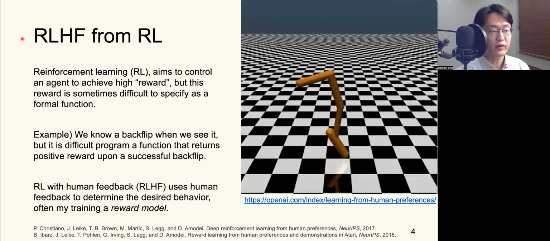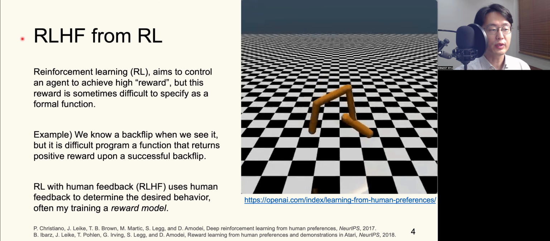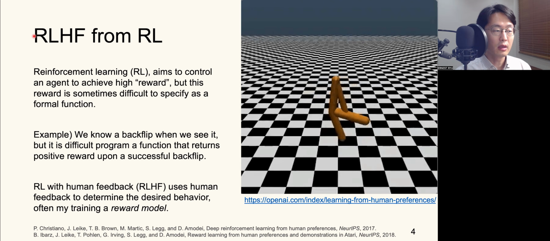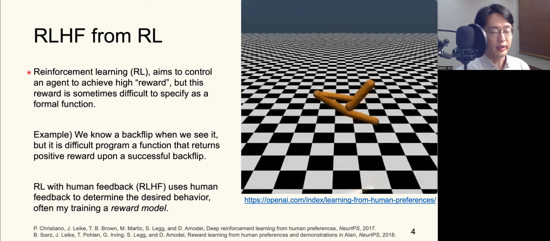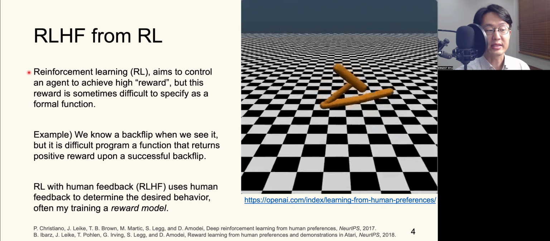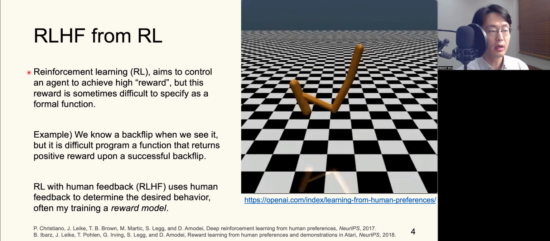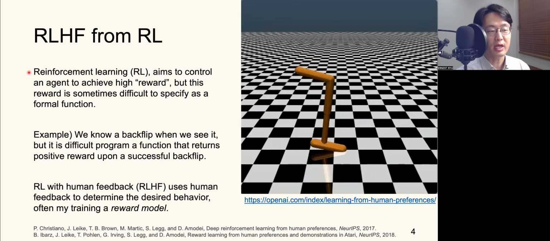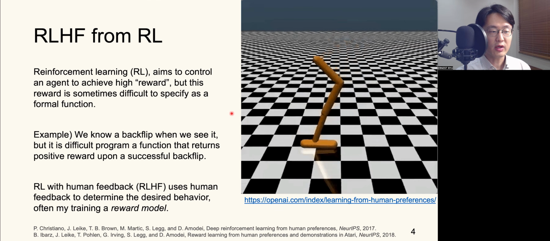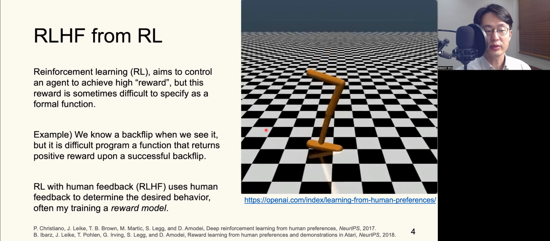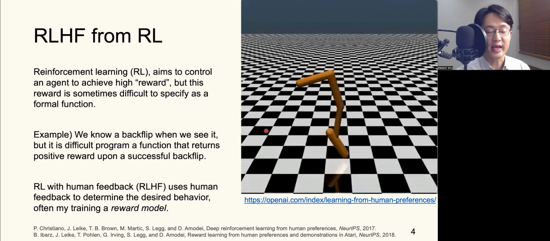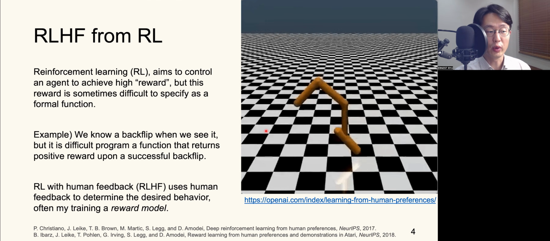So this takes us to reinforcement learning with human feedback, originally developed for the classical settings of reinforcement learning. If we recall, reinforcement learning aims to control an agent to achieve a high reward. That's the point of reinforcement learning. But this reward is sometimes difficult to specify as a formal function. So what you see here is a good example of this. This is a multi-joint thing within the MuJoCo environment. This is meant to be a vast simplification of a humanoid robot.